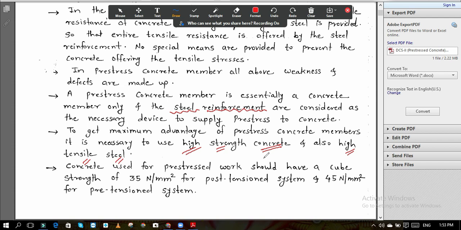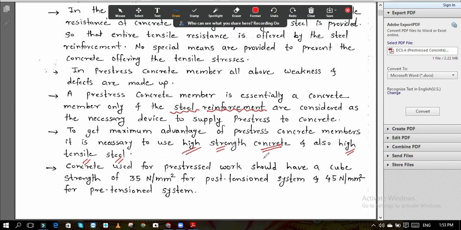Now these are the two systems of pre-stressing. Systems means how the pre-stressing is done, how we apply this pre-stressing force to the tendon or bar. One type is the post-tension system and the other is the pre-tension system. In a pre-tension system, first we apply the tensile stresses to the steel bars, and then we put them into the beam where the concrete is laid out.